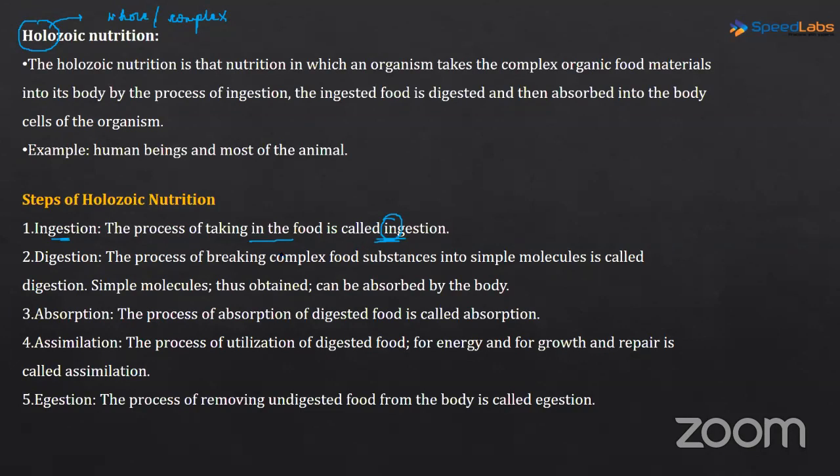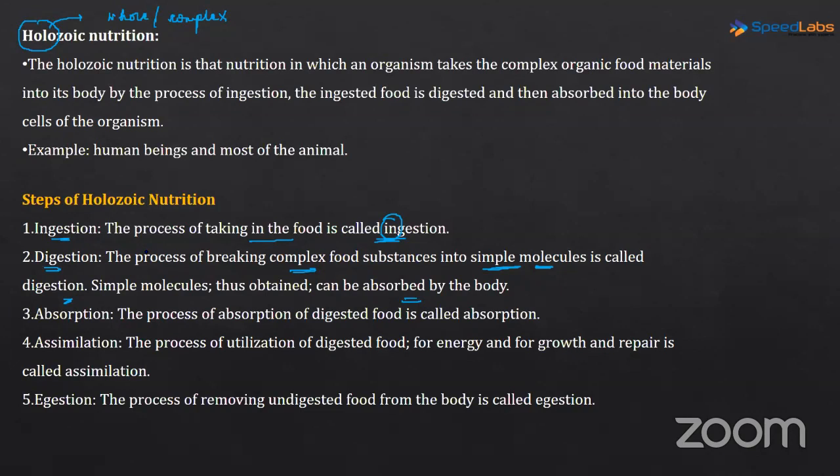Now once the food has gone inside, the next step is digestion. If we talk about humans, in our body we are not able to absorb or utilize complex substances. So first, these complex substances need to be broken down into simple molecules, right? The process of breaking complex food substances into simple molecules is called digestion. And the simple molecules thus obtained can be absorbed by the body. Exactly. So the first step is ingestion, then digestion.